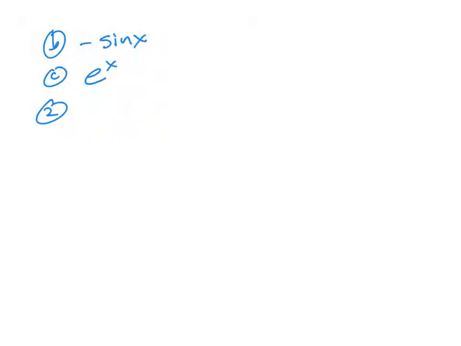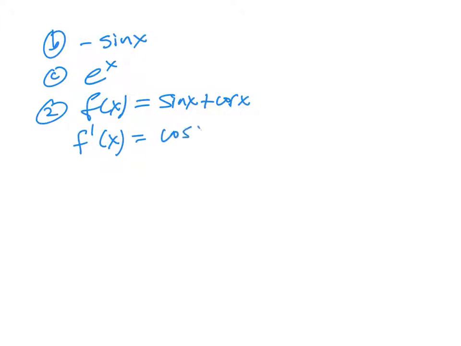Number 2. f of x is equal to sine x plus cosine x. When is the derivative negative, less than 0? So the first thing we need to do is compute the derivative, which is cosine x minus sine x. Now, when is this negative? We need to make a number line. Now, you can't really factor that, so we have to leave it like that. So now we have to think, when is cosine x equal to sine x?